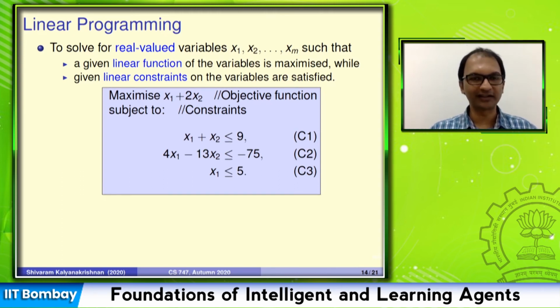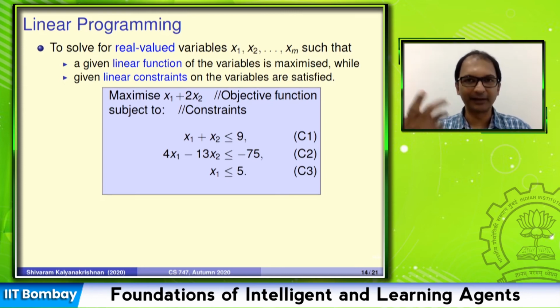You can have more constraints, fewer constraints, but these constraints must also be linear. So it's not okay to have x1 squared showing up here, or square root of x2, something like that. Each of these constraints must be of the form a x1 plus b x2 less than or equal to some c. If you have greater than or equal to, then you can make that a less than or equal to by multiplying by minus 1.